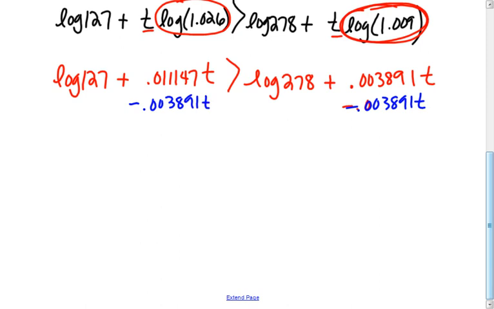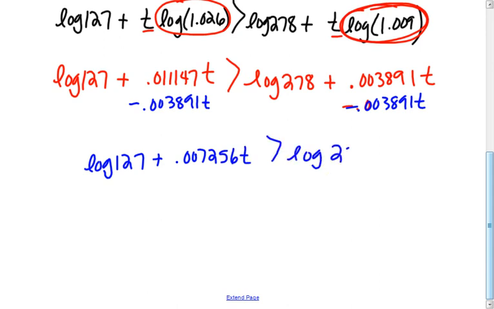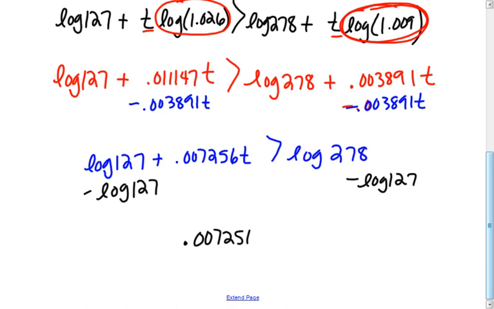And when I do that, I will end up with log of 127 plus 0.007256t is greater than log of 278. I'm getting there. My goal again is to get t by itself. So I want to subtract log of 127. So I can make this 0.007256t is greater than log of 278 minus log of 127.